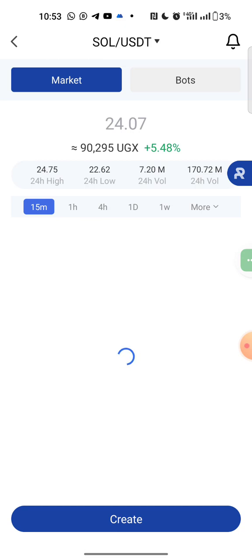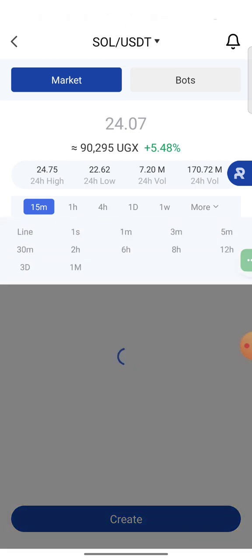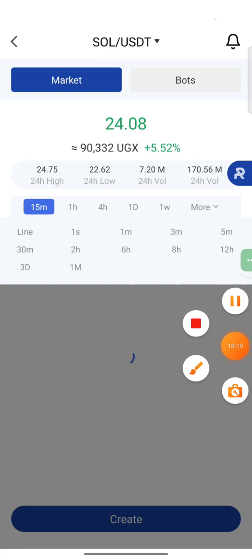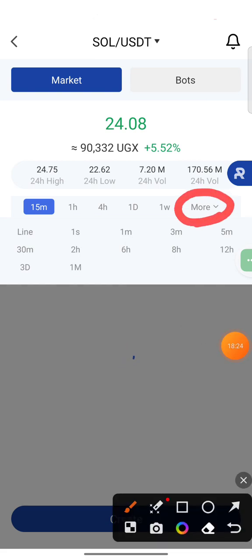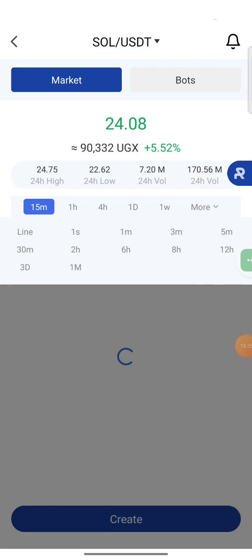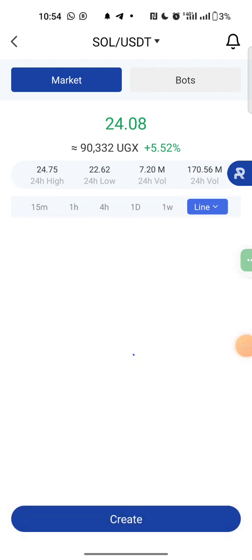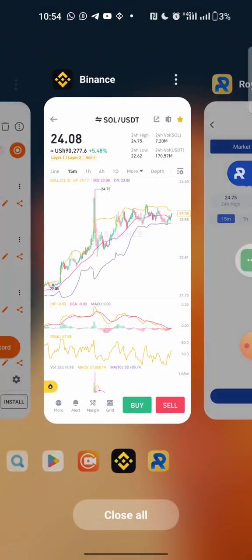Okay, on Royalq. So we have line also in Royalq. You can tap on more. You tap on the icon on more. Then you choose the line. Okay, when you choose the line, your display will be in a line form. It's just network issues. Then well, you can tap on 15 minutes and you'll get a graph form.